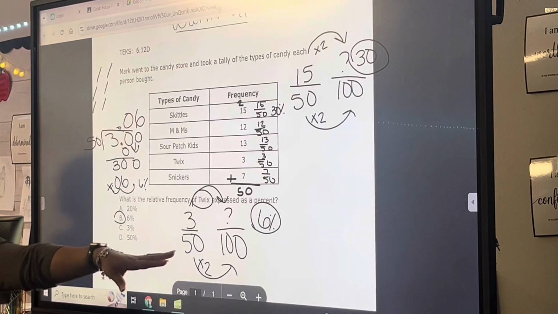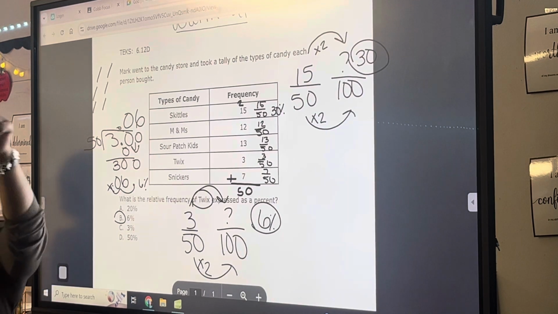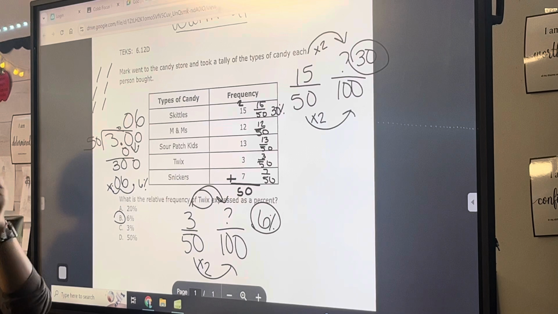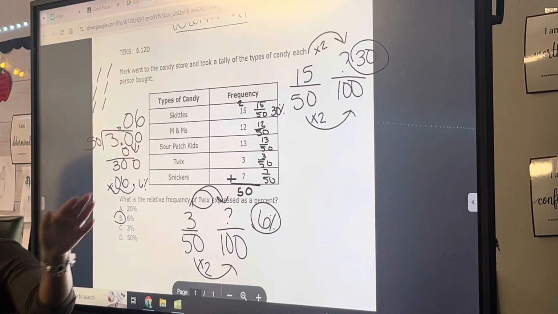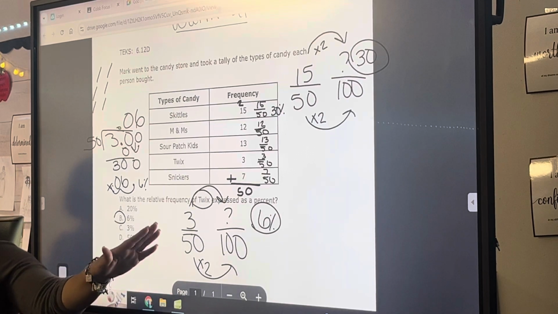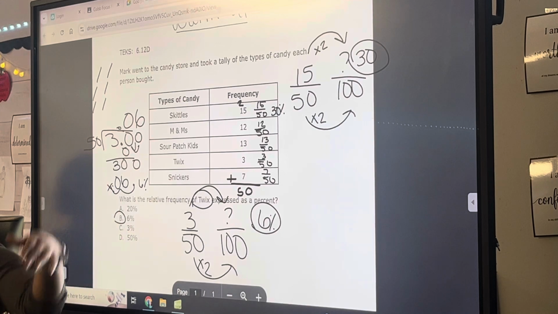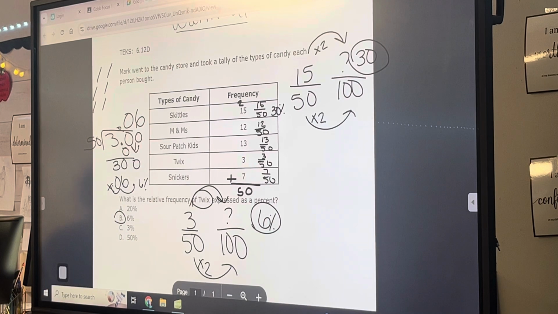But if you have a denominator of 50 or 20 or 25, things that you can easily count to 100, scale factor is much easier, right? Less steps. Any questions? Okay, that's our warm-up.